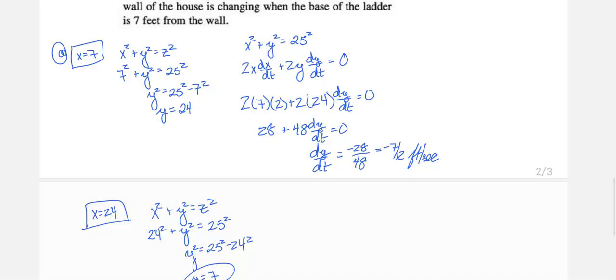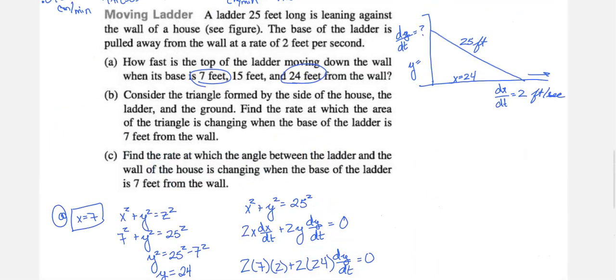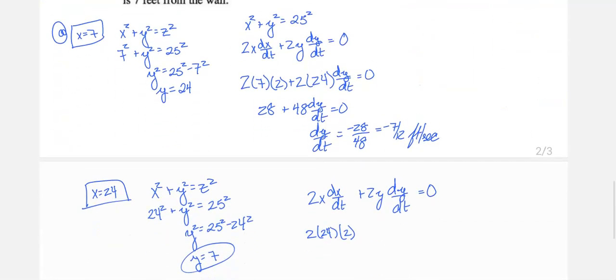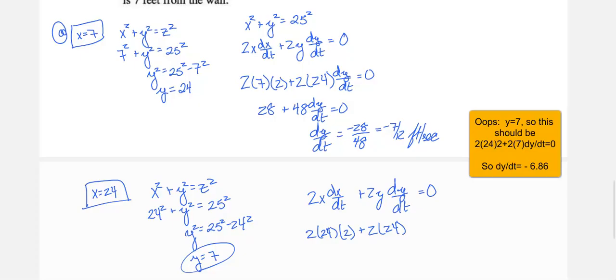We're still dealing with this equation. This is still going to be my derivative. So 2x dx over dt plus 2y dy over dt is equal to 0. Now let's substitute in everything we know. X is 24, dx over dt is still 2. That's the remaining, that constant rate that we're pulling that ladder away from the wall. Y is 7, dy over dt is what we're looking for.